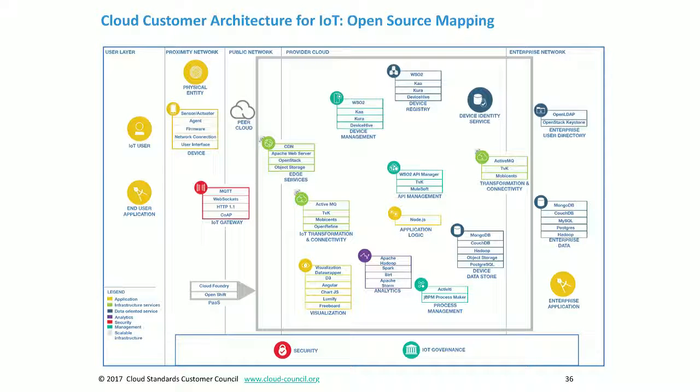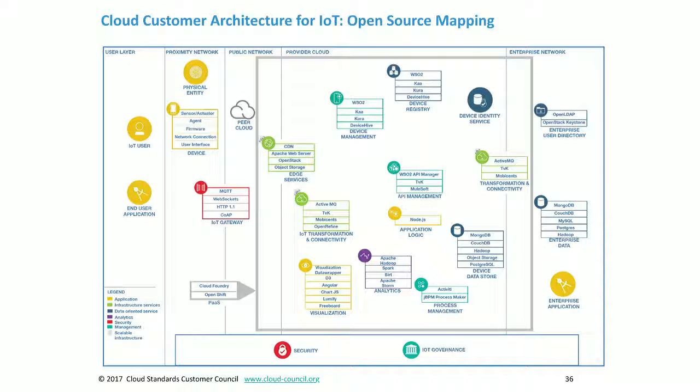Going clockwise, device management: WSO2, Kaa and Kura, and DeviceHive. These are some of the open sources which can also be used for the device registry. Next is the transformation and connectivity. This is what Eric mentioned, how you will use the transformation and connectivity to access the enterprise network. So you have ActiveMQ, Tyk, and MoveSense.